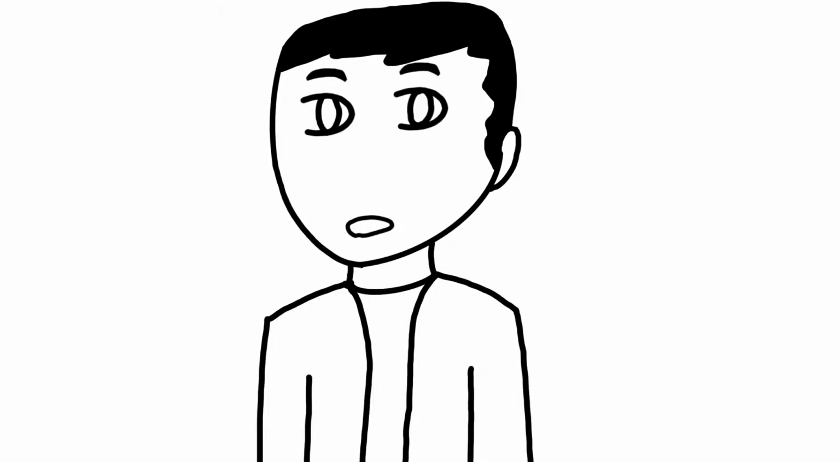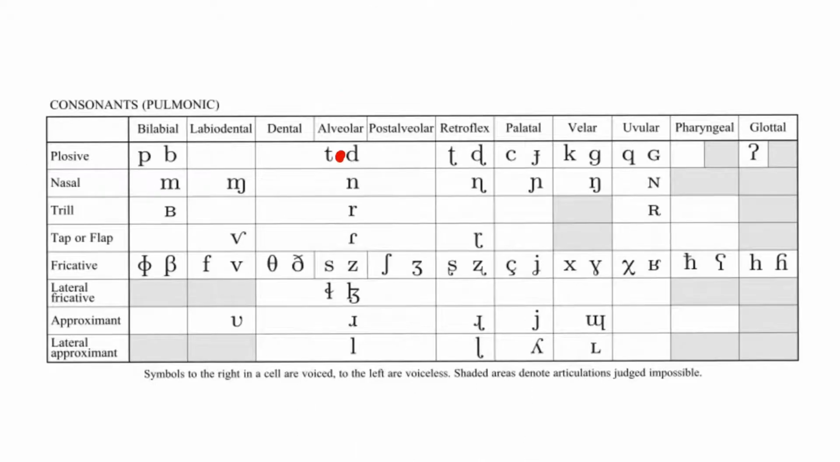If you're looking for a sound, use it like a multiplication table. The blank squares are sounds that are possible but are not used in any known language. The shaded rectangles are sounds that are judged to be impossible.